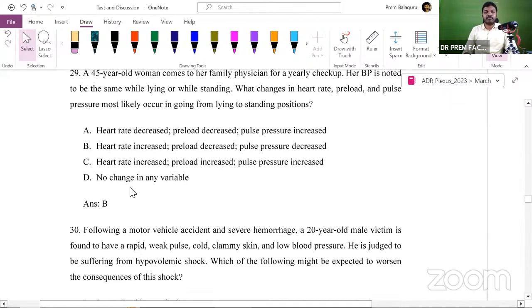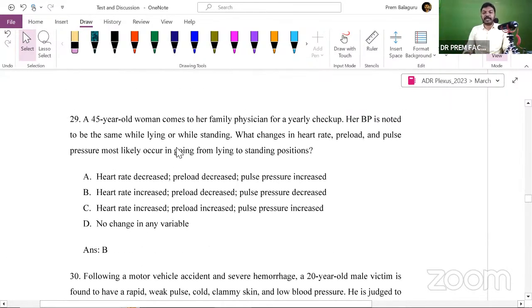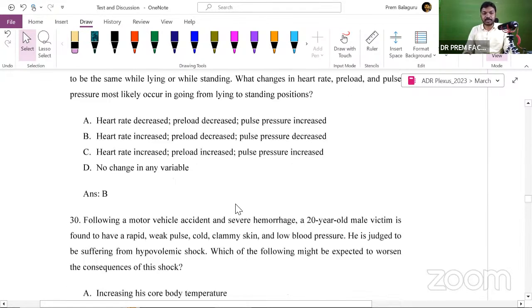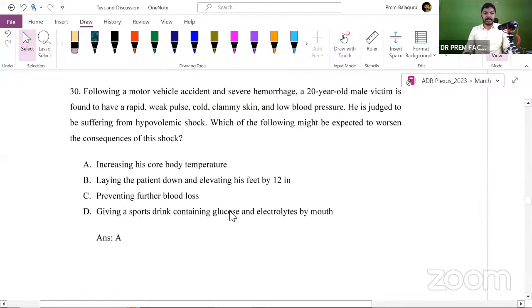Question 29. A 45-year-old woman comes to her family physician for a yearly checkup. BP is going to be the same while lying as well as standing. What changes in heart rate, preload, and pulse pressure are most likely to occur in going from lying to standing position? B is the right answer. Heart rate increases, preload decreases, pulse pressure decreases, doctor. So that's question 29, and then question 30.